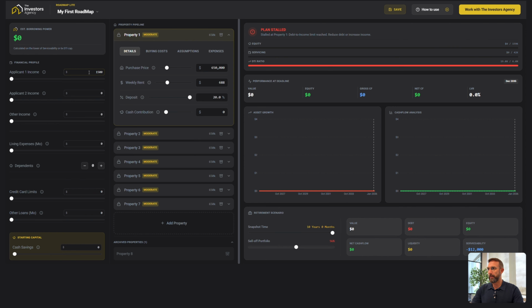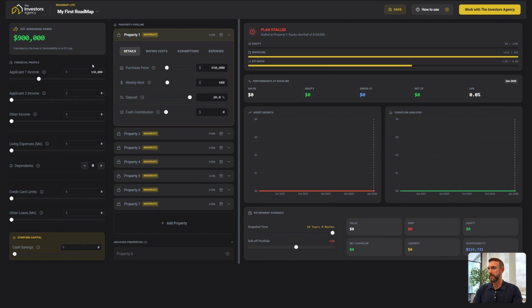We'll start off with the first section on the left here, being our finance planner, and we'll input the details of the investors who are going to be investing in this property journey. We'll use the numbers of $150,000 for the first investor, $120,000 for the second investor. They won't have any other income at this stage.